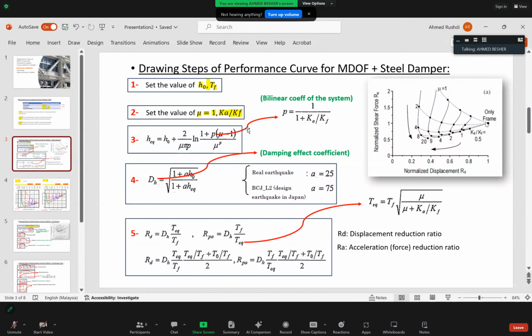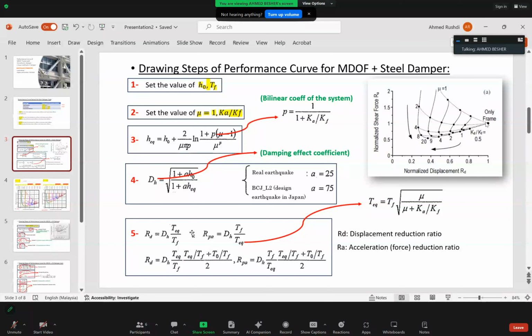Using this formula, in step 4, we can calculate the damping effect coefficient, I mean the effect of dampers on the response of the building. Factor A is 25 for a real earthquake and 75 if we are following the Japanese design code. After getting the damping effect factor, we can calculate the reduction ratios for the displacement, acceleration, or force. It's the same.